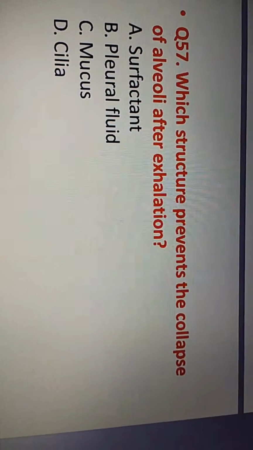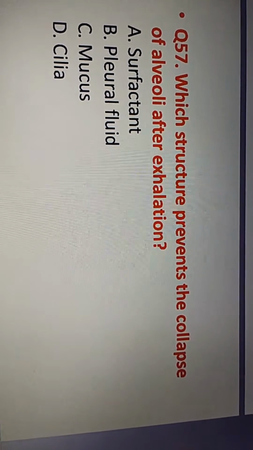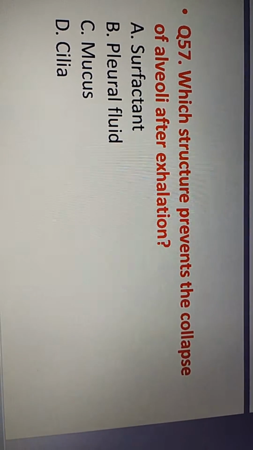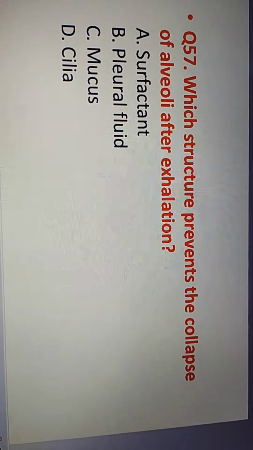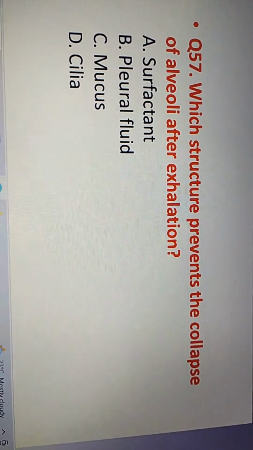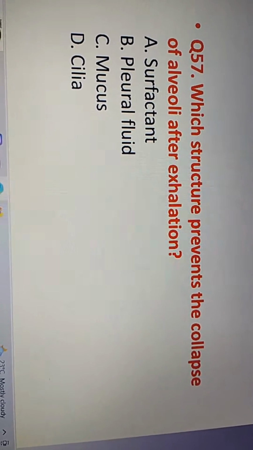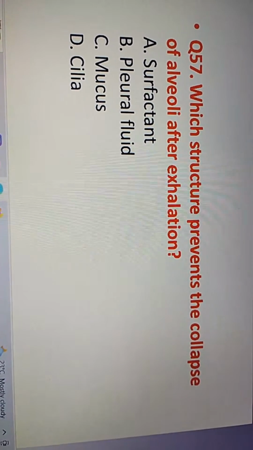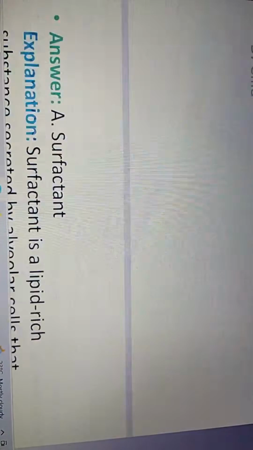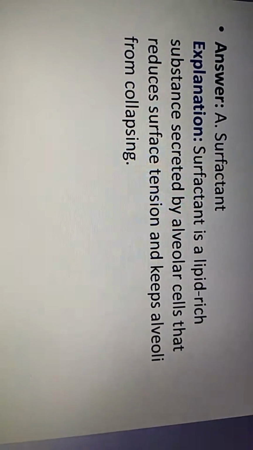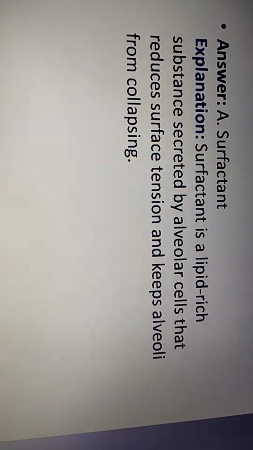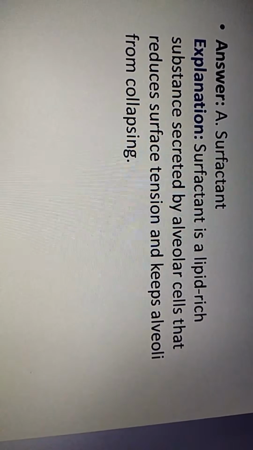The next question. Which substance prevents the collapse of alveoli after exhalation? Option A surfactant, option B pleural fluid, option C mucus, option D cilia. The correct answer is option A surfactant. Surfactant is a lipid-rich substance secreted by alveolar cells that reduces surface tension and keeps alveoli from collapsing.